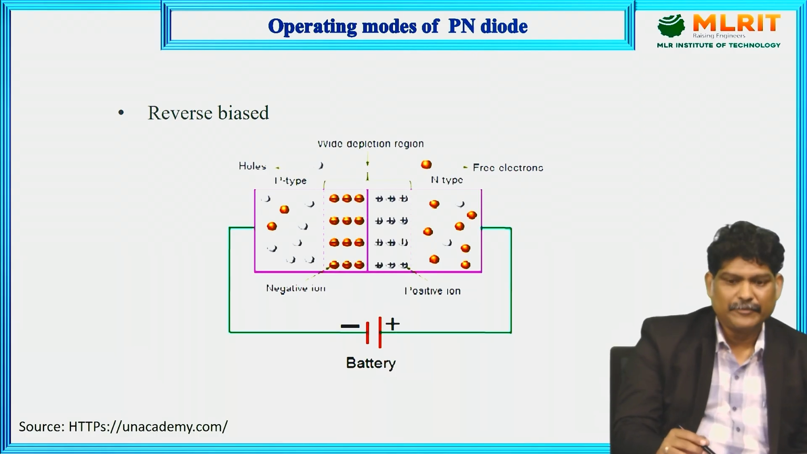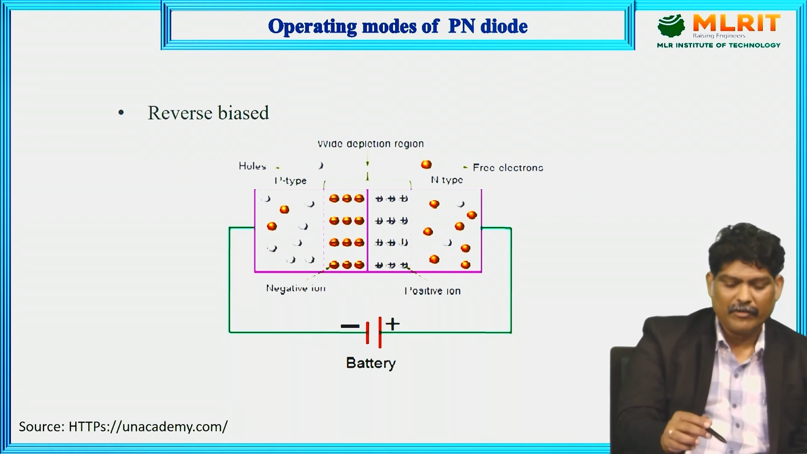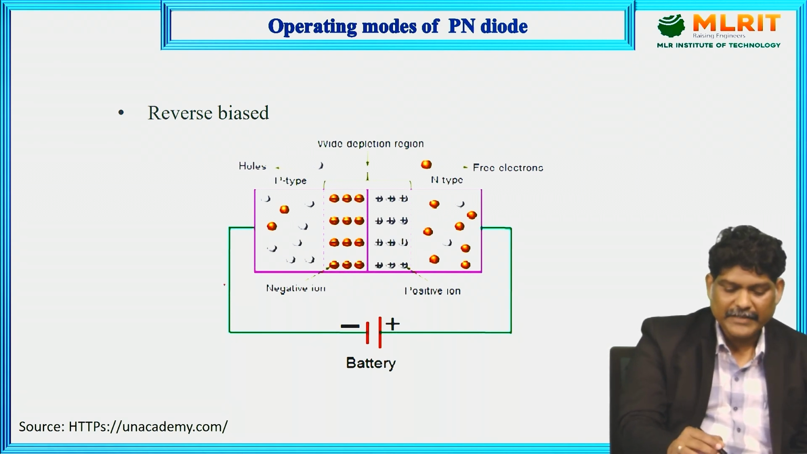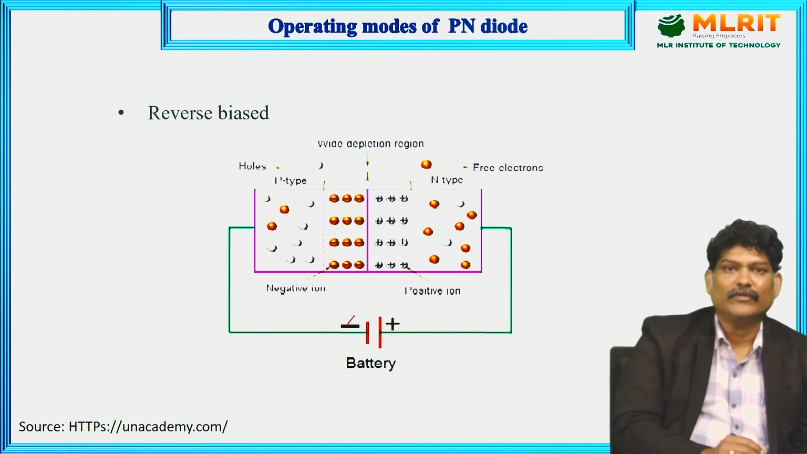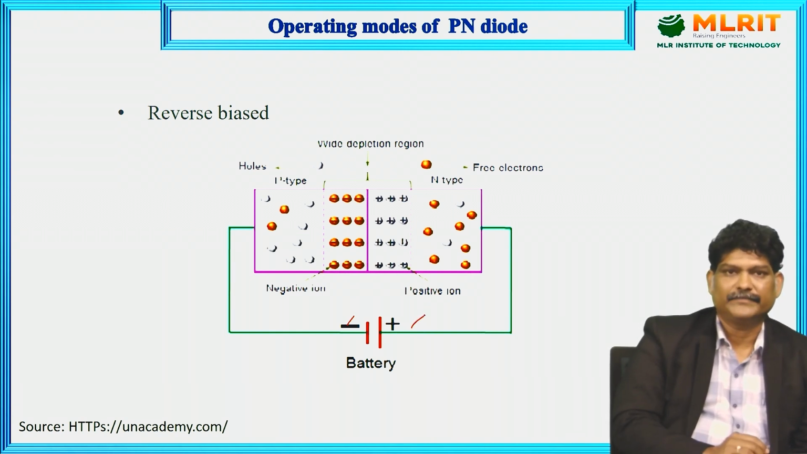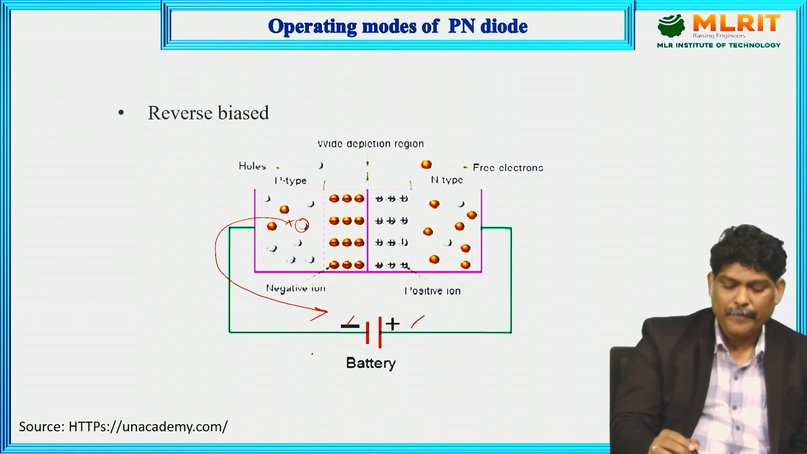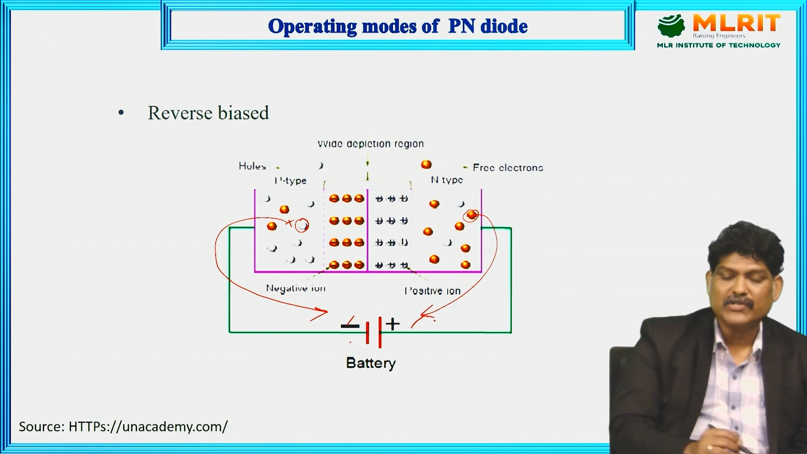Now, reverse bias. What do we mean by reverse bias? In contrast to forward bias, in this case the P side is connected to the negative of the battery and the N side is connected to the positive of the battery. So the positive holes are attracted towards the negative terminal of the battery, and the negatively charged electrons are attracted towards the positive of the battery.